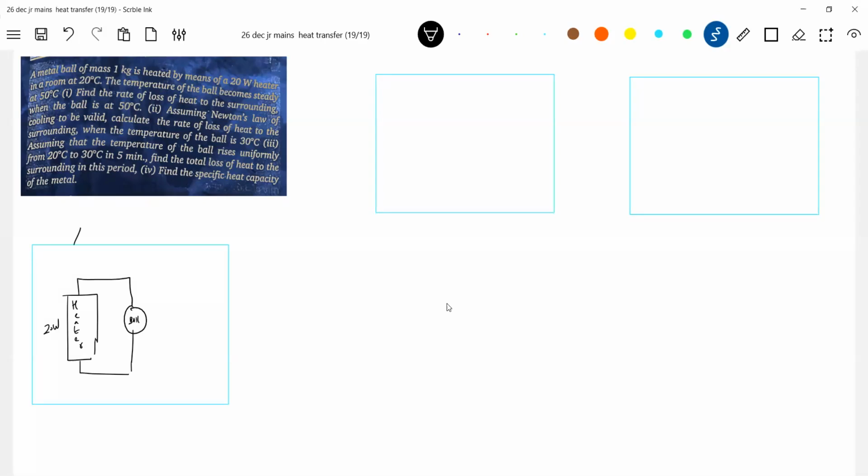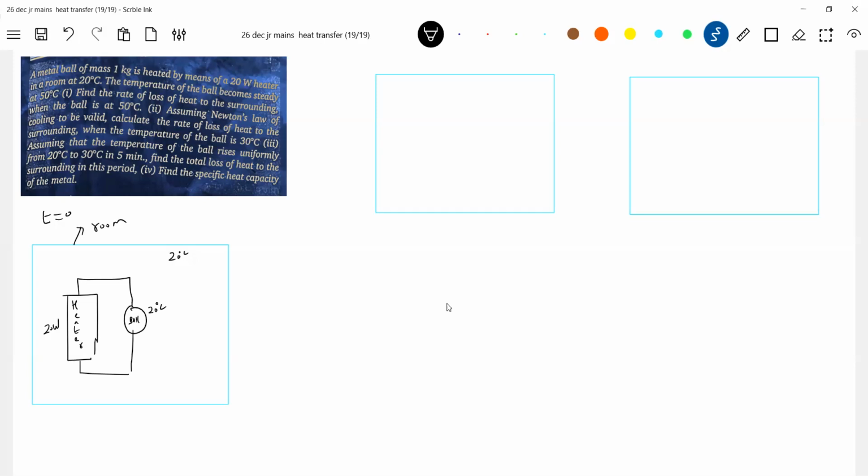In a room. So what is a room? There's a room, in a room at 20 degrees Celsius. So what is the temperature of the room? Room is 20 degrees Celsius. At T equals 0, there's a situation that I'm showing. So what is the temperature of the ball? Should be 20 degrees Celsius. No doubt.